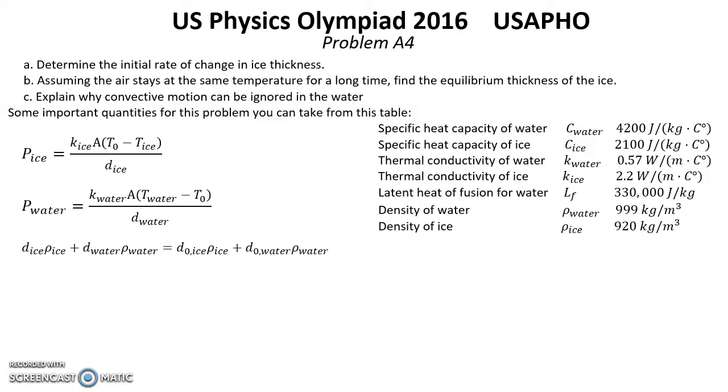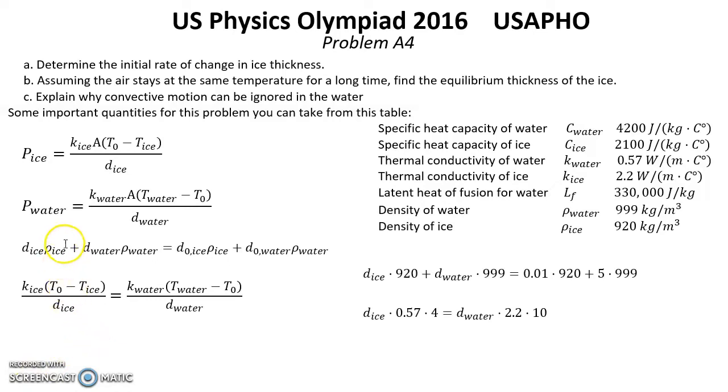because total mass must be conserved. We have this expression that d ice multiplied by rho ice plus d water multiplied by rho water equals initial d ice multiplied by rho ice plus initial d water multiplied by rho water. So we have two equations and we have two unknowns, and we can find what is the thickness for ice and water.